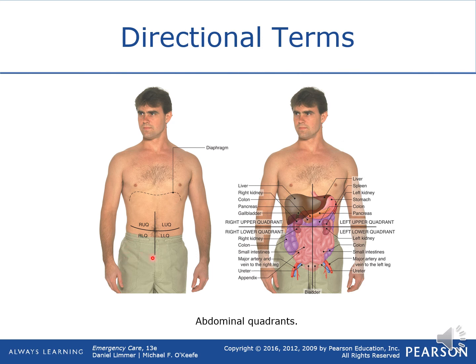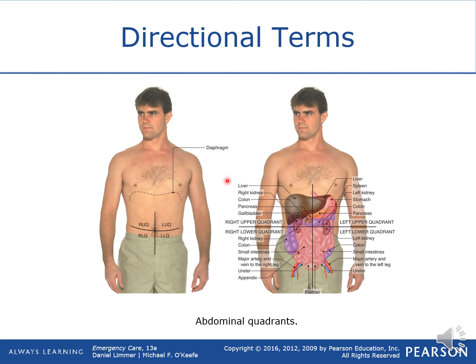It's acceptable to write these abbreviations when you're documenting. It's more acceptable to say the actual quadrant if you're speaking to someone. So if I'm talking to you person to person, I say the patient has an injury to the right upper quadrant. That's more acceptable than saying the patient has an injury to their RUQ. It's just a little awkward to say that abbreviation in person. But if I'm documenting, I can say injury is found to the RUQ.